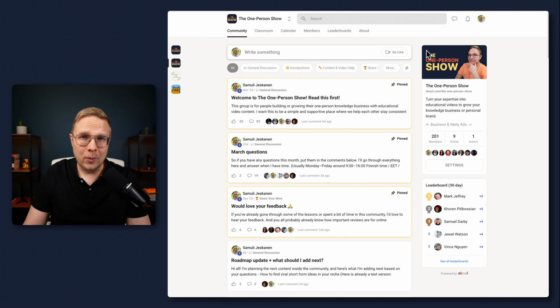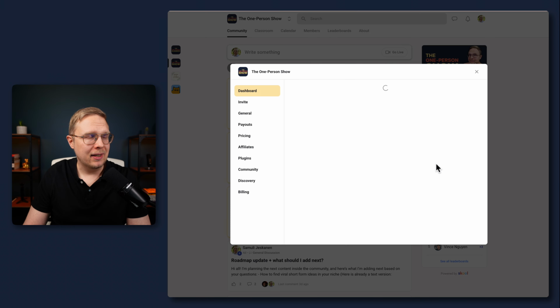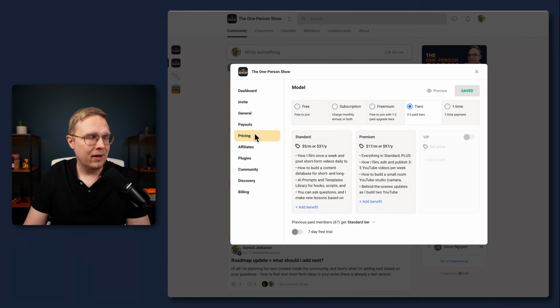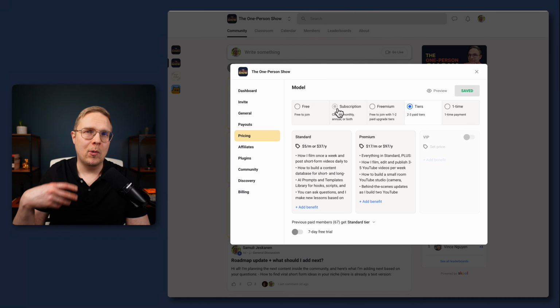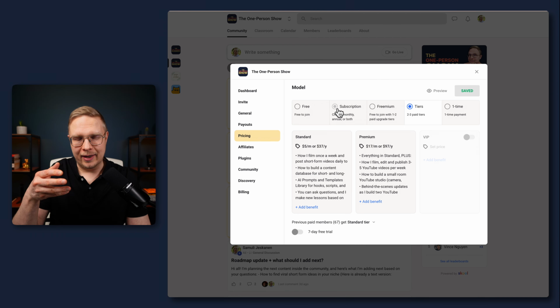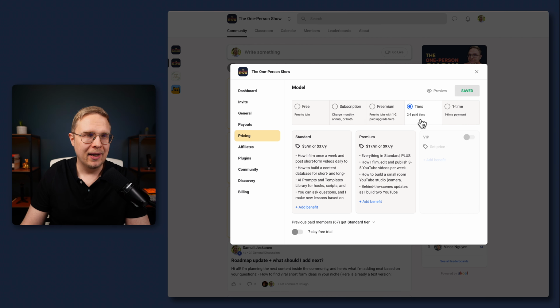And by the way, if you are planning to change these different pricing models, the good news is that if you are currently on the tiers model, you can change to the subscription model, like I did, and every member you have still gains access to the modules they had in the tiers model.